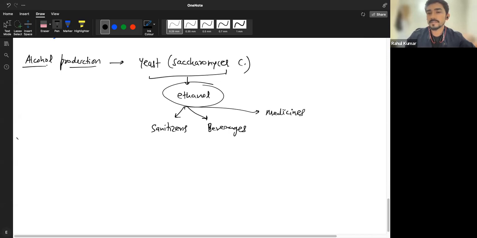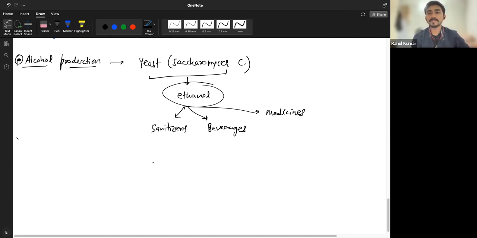For medicines, many medicines are alcohol based because what property of alcohol or ethanol helps us with sanitizers and medicines? Anyone? No one knows? What properties of alcohol is helpful in the medicine industry and for making sanitizers? Killing bacteria, germs. Yes, it has antibacterial property.